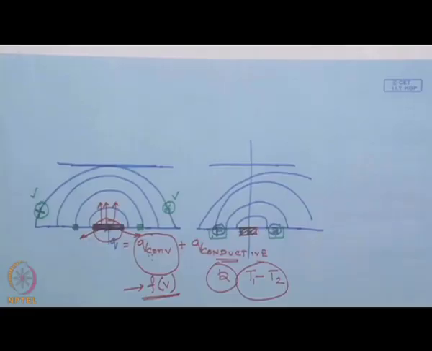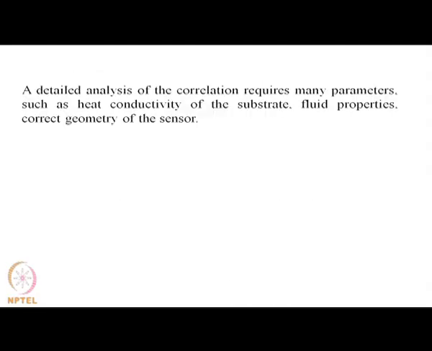So, once this is calibrated this way, a detailed analysis of such a correlation requires many parameters. If you look at the previous expression, you would see that a large number of measurements are to be carried out. The physical properties at different values of temperatures are to be known, and only then one can use this expression to find out the total power loss from such a heater.